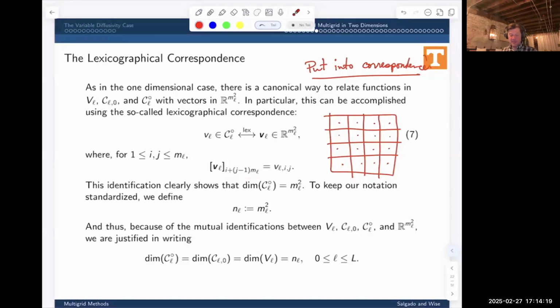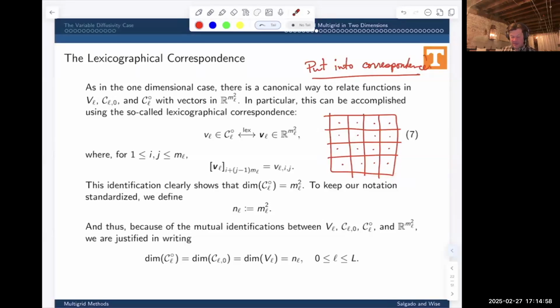That's what that means. So this identification shows that the dimension of this function space is exactly ML squared. But if all of these can be put into correspondence with this vector space, then that shows the dimension of each one of these spaces is exactly that. So when I translate these grid functions into these vectors, that's called the canonical lexicographic correspondence. It's the normal way you would count. It's a little bit like you're counting X first and then Y second.